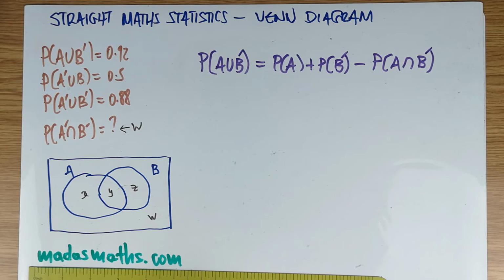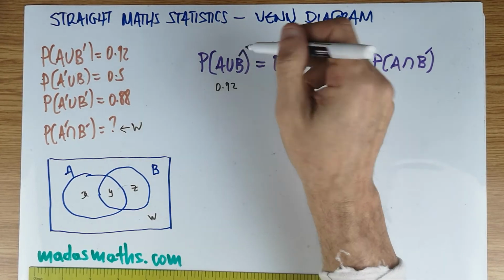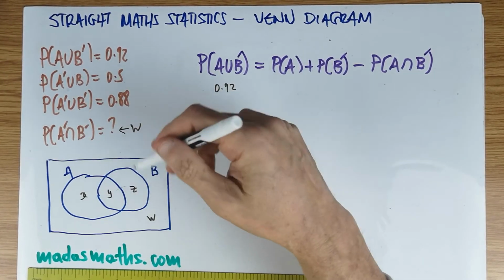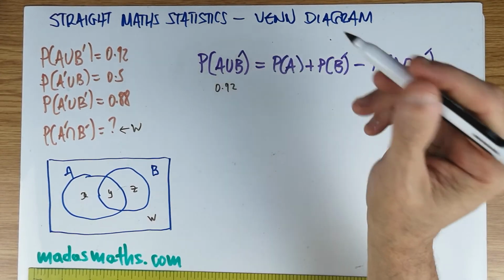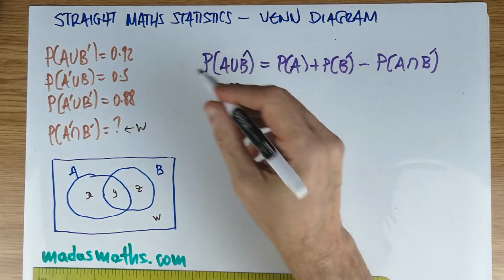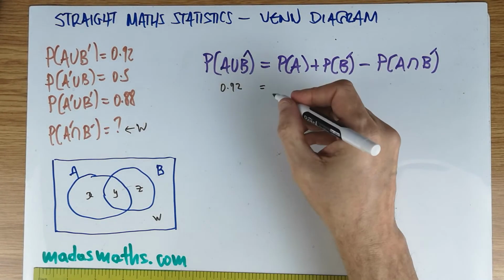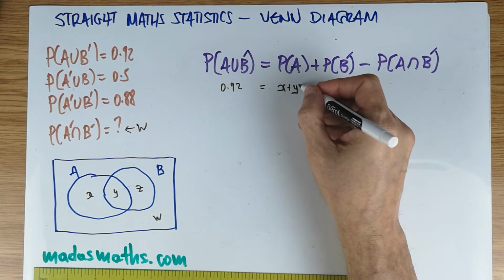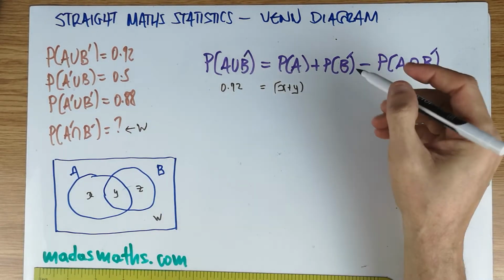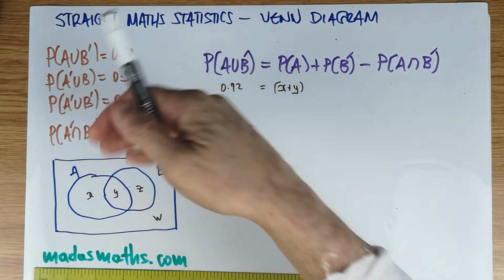So the probability of this is 0.92. I'm using this formula now, but I don't really need to know what it is, the x plus y plus z or whatever. I don't care what it is because I'll be using the end. So I know this fact, 0.92. Probability of A, which is of course x plus y, looking in the Venn diagram. That's the A, plus the probability of not being a B. So not being a B is x plus w.